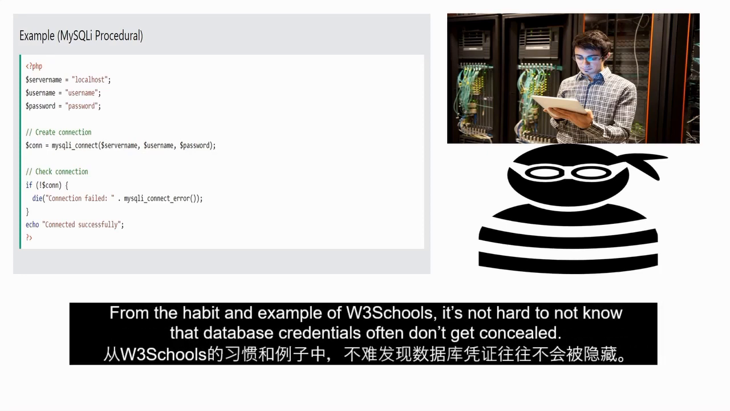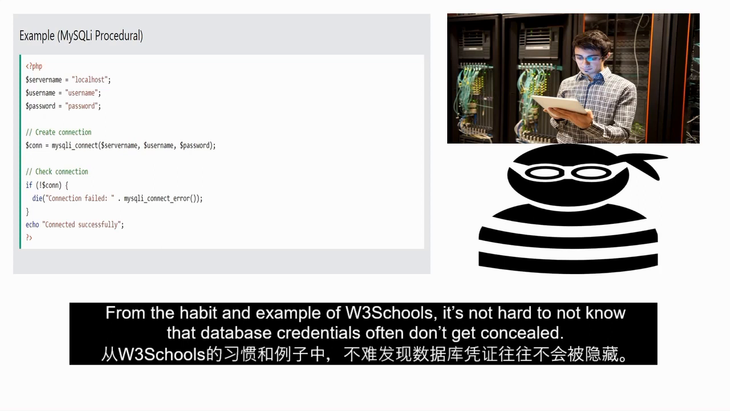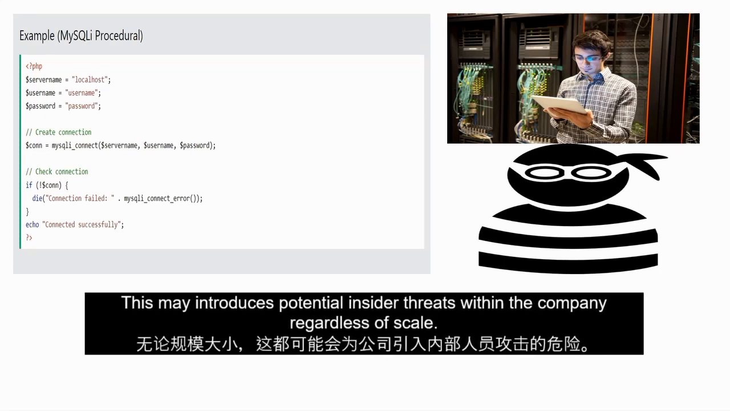From the habit and example of W3 Schools, it is not hard to see that database credentials often do not get concealed. This may introduce potential insider threats within the company regardless of scale.